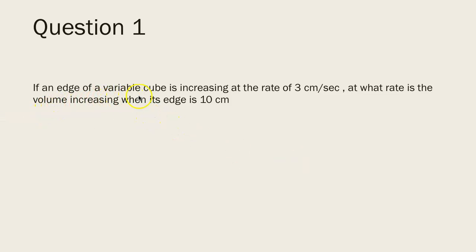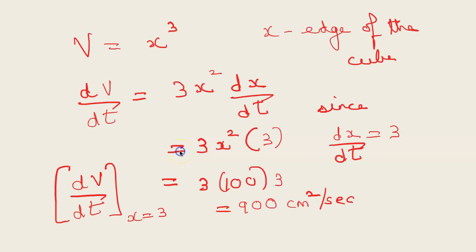Coming to problems: if an edge of a variable cube is increasing at the rate of 3 cm per second, at what rate is the volume increasing when the edge is 10 cm? The volume is x cubed, where x is the edge of the cube. So what is dv by dt? It is 3x squared dx by dt by the chain rule. We are given that the edge increases at the rate of 3 centimeters per second, so dx by dt is 3. So dv by dt becomes 3x squared into 3. And we need to calculate dv by dt when x equals 10. So that is 3 into 100 into 3, which is 900 centimeters cubed per second.